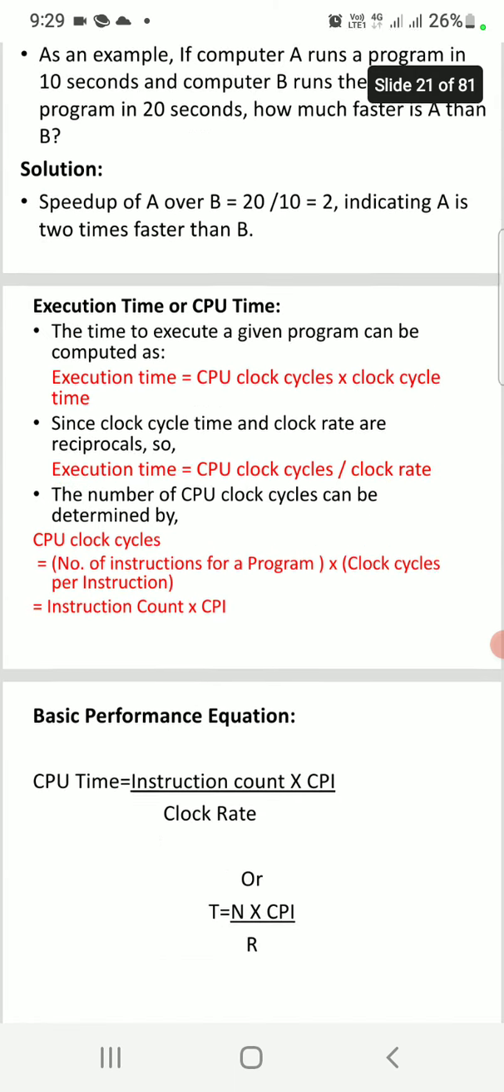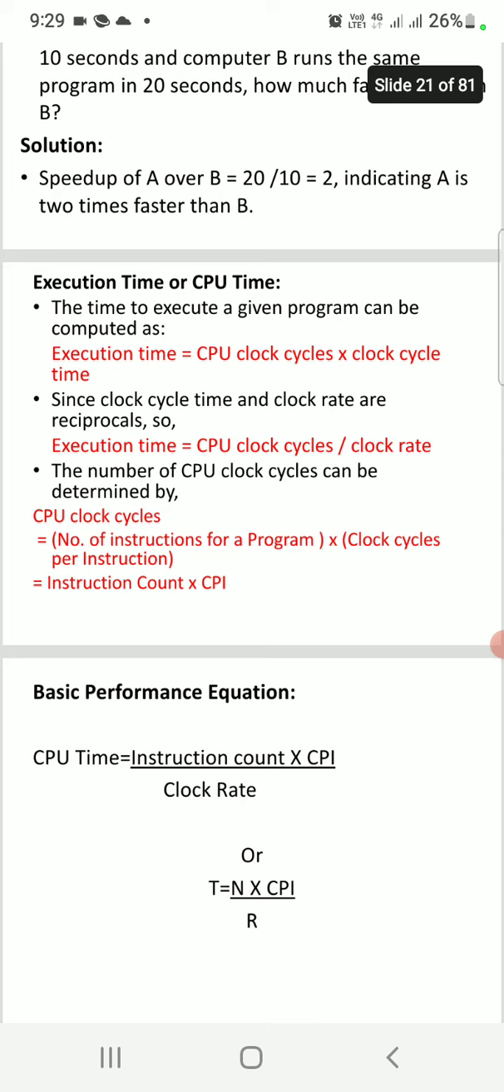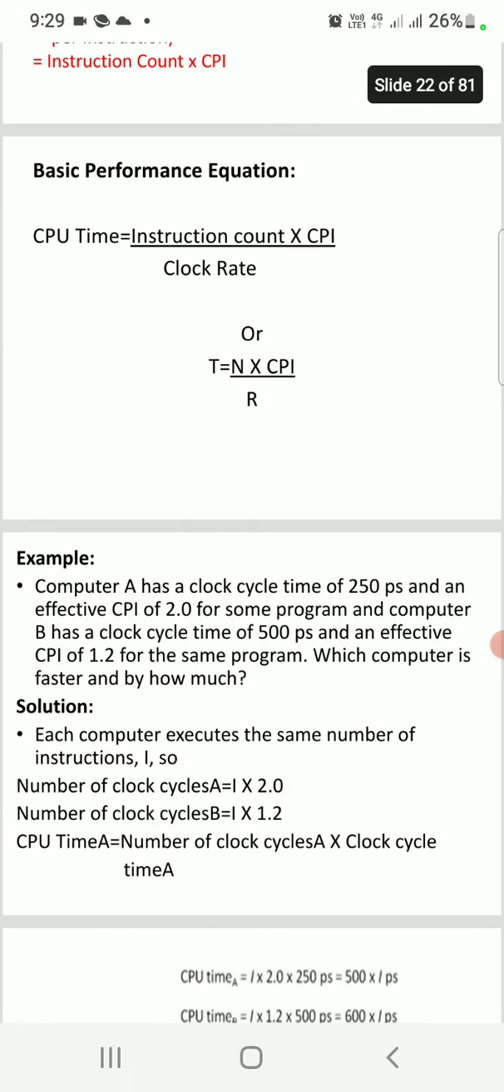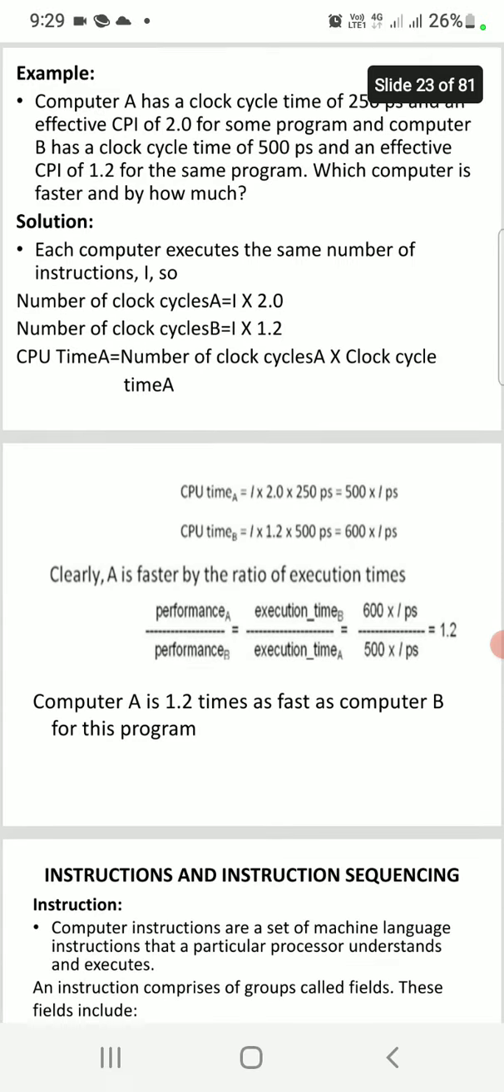Basic performance equation: T equals CPU time, which equals instruction count multiplied by CPI divided by clock rate. That is, T equals N times CPI divided by R. This is the basic performance equation. This is one simple example problem, so all of you know this problem.